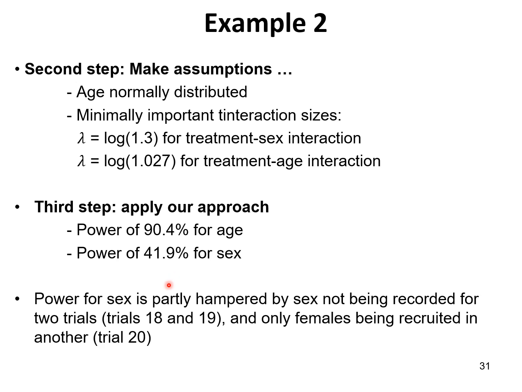Interestingly, the power for sex is partly hampered by sex not being recorded for 2 trials and only females being recruited in another. So there were 3 trials for which you couldn't actually estimate the treatment sex interaction. So the approach accounts for that. And it really illustrates here that you can't assume that the power is the same for every covariate, because it does depend specifically on the covariate's distribution in the different trials.